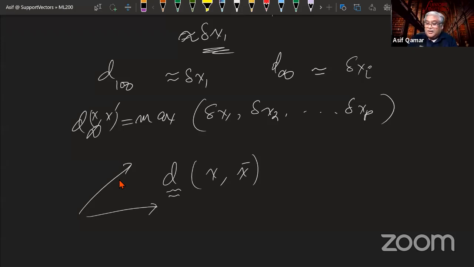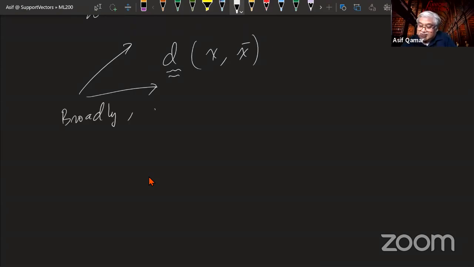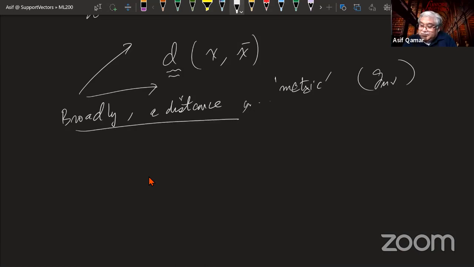What is a more broad definition of distance? The definition of distance is the following. Broadly, a distance, a metric, is, and the word people often use is metric also. Anyway, I'll use the word metric, but metric is not exactly what it is. A theoretical physicist like me would frown upon that. You'll say metric is more like G mu. Forget about what that is.